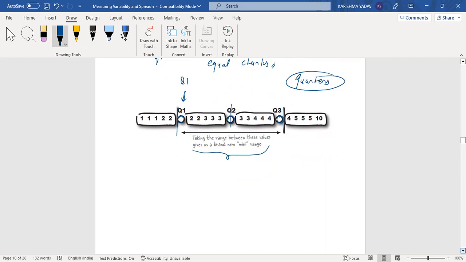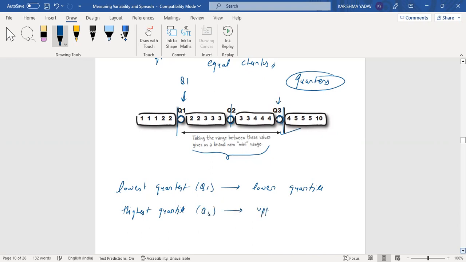Now here we have the lowest quartile, which is Q1. It is the lower quartile, or you can say the first quartile. And the highest quartile, we have this highest quartile, which is Q3. This is my highest quartile, right? This is Q3, and this is said to be the upper quartile.